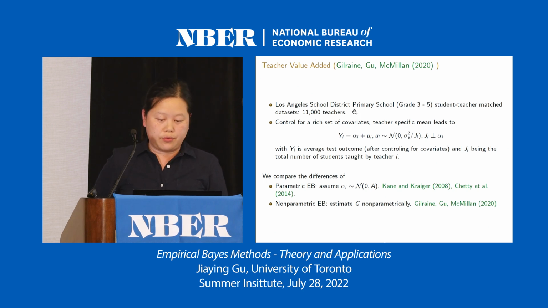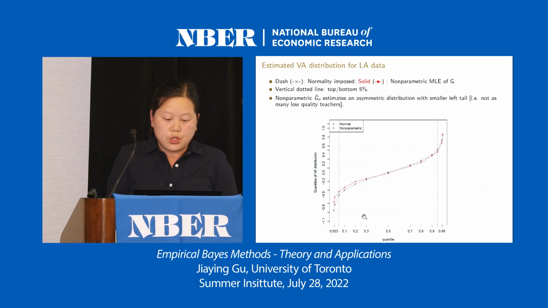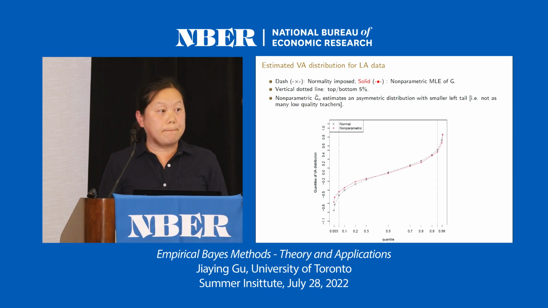Controlling for a rich set of covariates, we calculate the teacher-specific mean, which then leads to the stylized model that I began with. We're going to compare the difference between using the parametric methods, which is commonly done in this literature, versus how the non-parametric shrinkage would look. So first, let me show you the estimate for G, right? So that's the G modeling, the key ingredient which chips into the non-parametric or parametric estimator. So the black line here is where normality is imposed. And the red line here is the non-parametric maximum likelihood estimator for G.